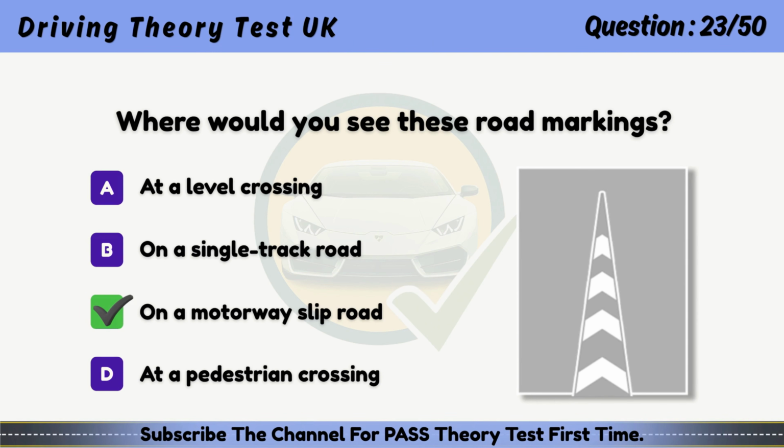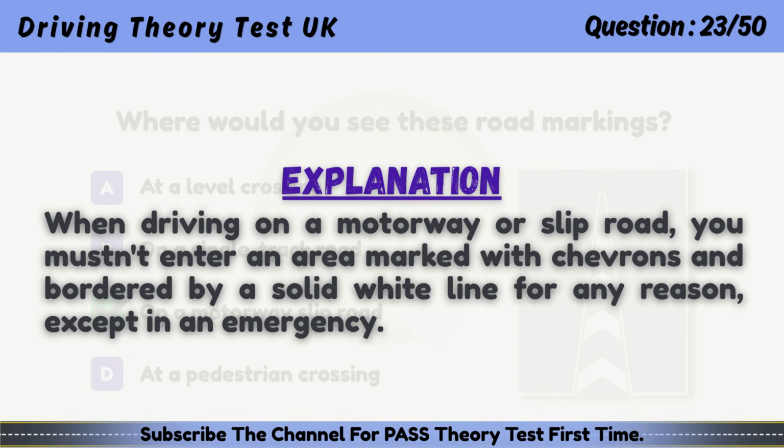Answer is C. On a motorway slip road. When driving on a motorway or slip road, you mustn't enter an area marked with chevrons and bordered by a solid white line for any reason, except in an emergency.